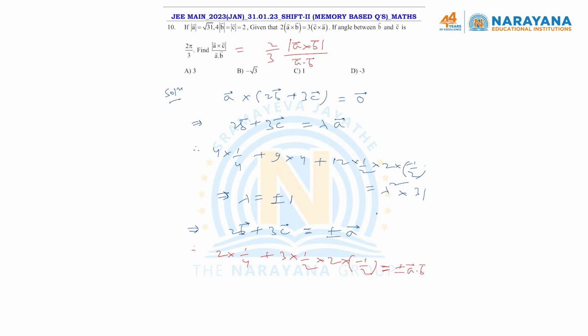So plus minus A dot B. Here 2 gets cancelled, so half minus 3/2, that is -1. So A dot B value is -1. So A cross B magnitude you can find as magnitude of A whole square, that is 31, into magnitude of B square, that is 1/4, minus A dot B whole square, that is 1. So 31 minus 4, 27.